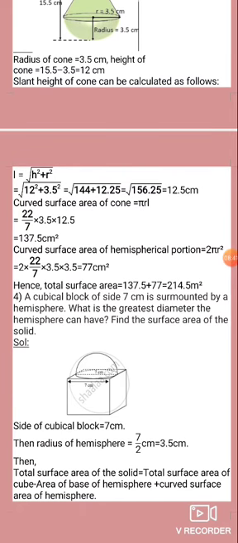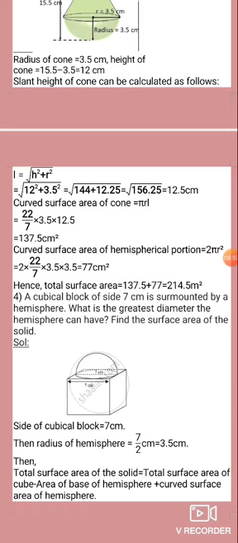Now, a cubical block of side 7 centimeter is surmounted by a hemisphere. Important question this one. What is the greatest diameter the hemisphere can have? Find the surface area of the solid. Now a cubical block of side 7 centimeter is surmounted by a hemisphere.